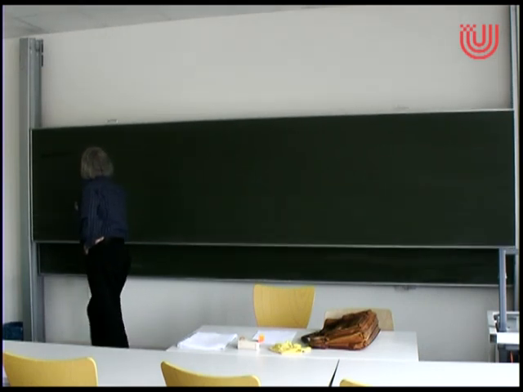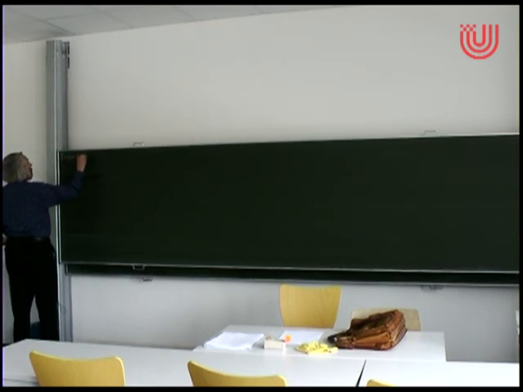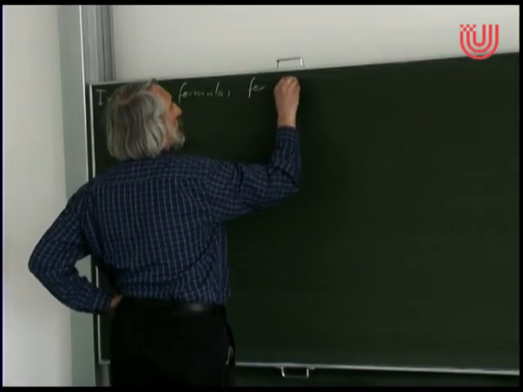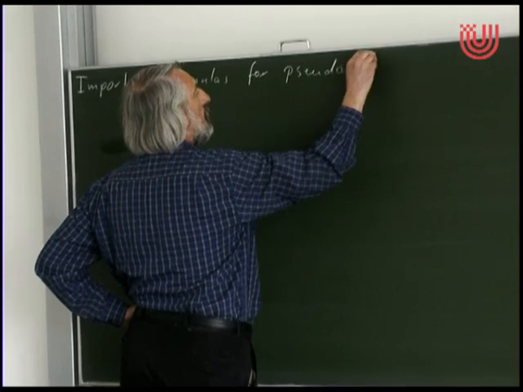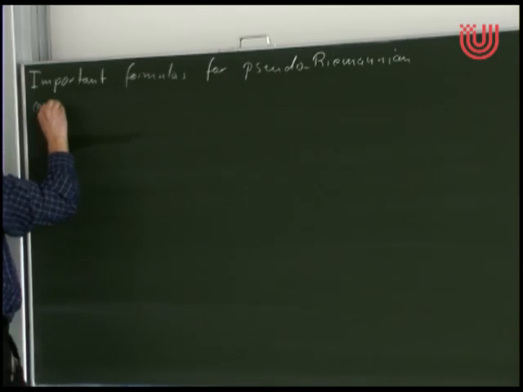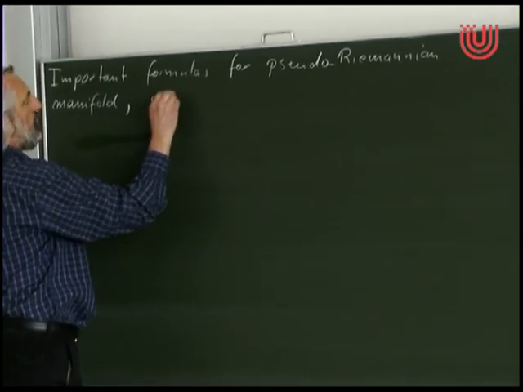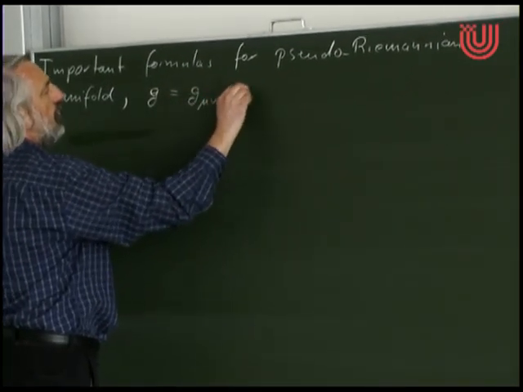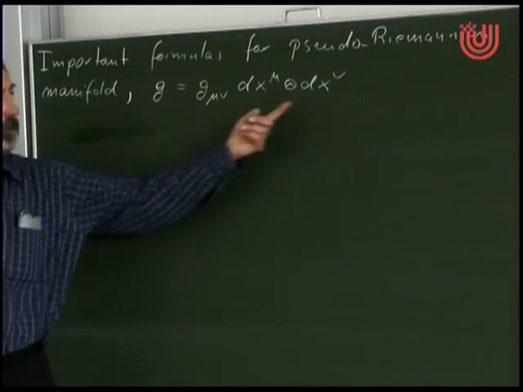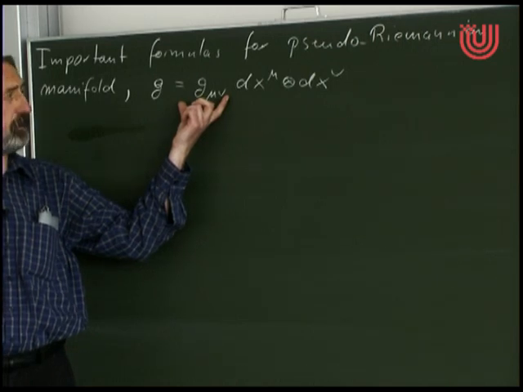So let me collect the most important formulas for pseudo-Riemannian manifolds. A pseudo-Riemannian manifold is a manifold with a pseudo-Riemannian metric. So we have a metric G, which in coordinate notation is something like this. And virtually anything which is of interest can be calculated from the G mu nu's. And I will now collect the relevant formulas which tell us how to do this.